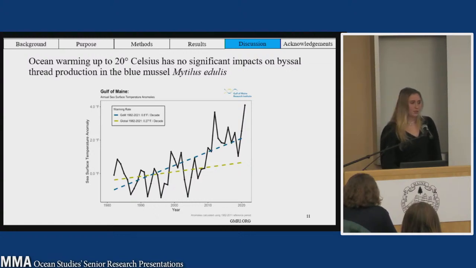It's possible that these results are related to seasonal variability in the byssal thread growth. Studies such as Garner et al. in 2013, Moser et al.